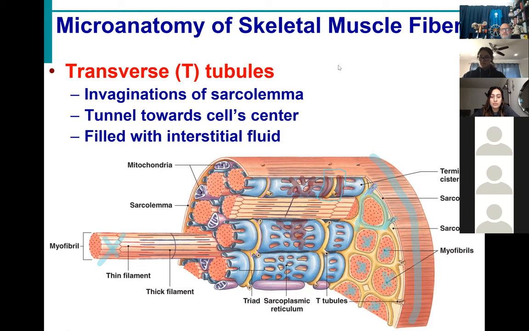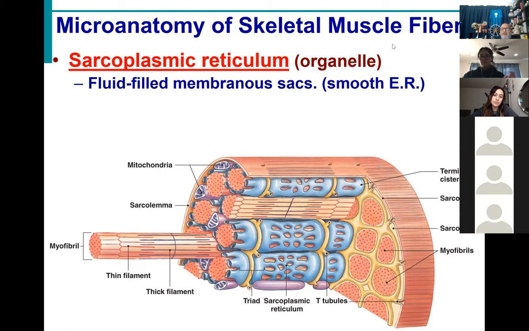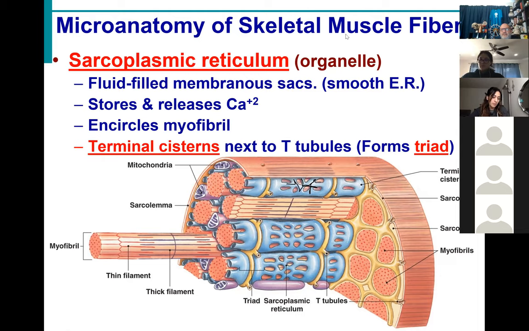We have our specialized smooth endoplasmic reticulum with this kind of woven mesh that wraps around the myofibril. However, as we talked about, it's going to store and release calcium. And at the ends, it enlarges to form these large terminal cisternae. And the terminal cisternae, along with the transverse tubule, form the triad. So here we have a triad in its entirety.